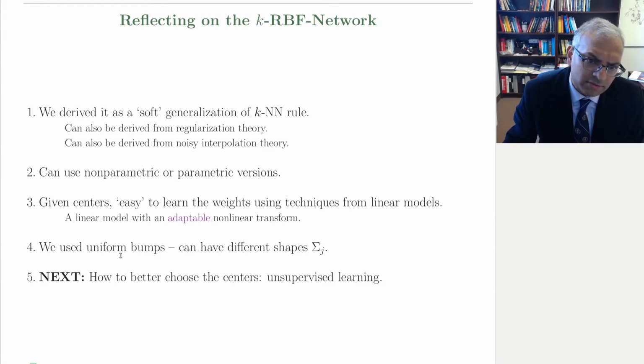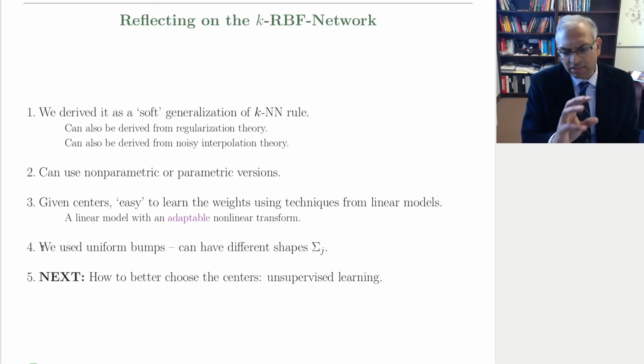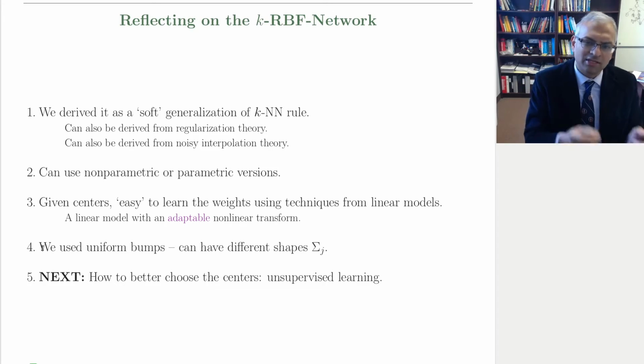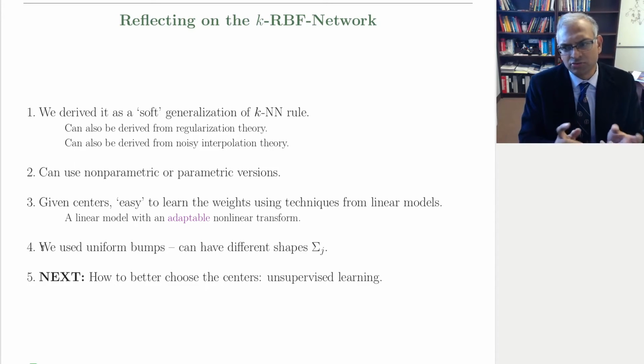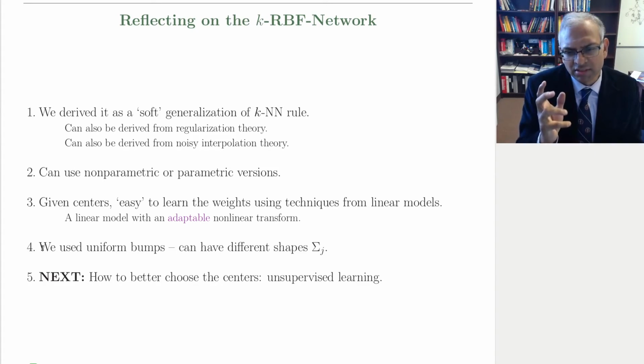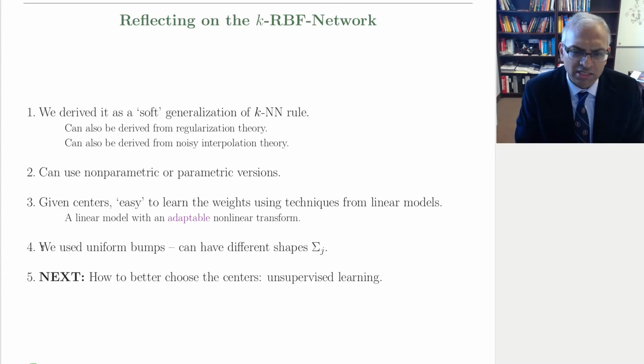Now, a couple of comments. The first comment is that we assume that the bumps are spherically symmetric. Well, you can have different shaped bumps. That corresponds to choosing a covariance matrix for the Gaussian kernel. So we won't get into those details. The second is that are there ways to choose better centers?